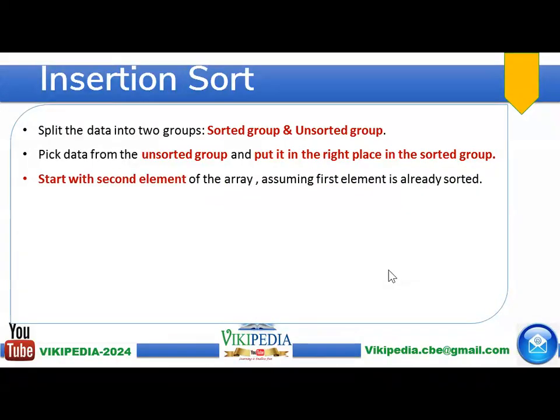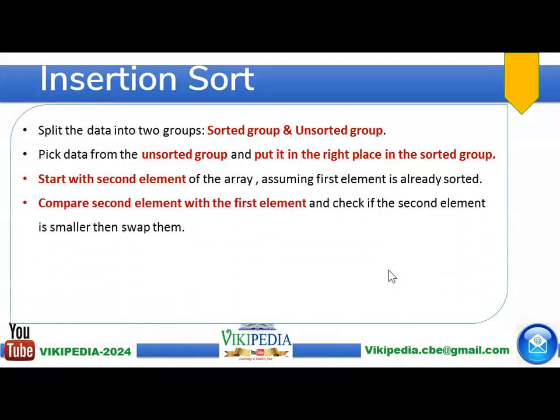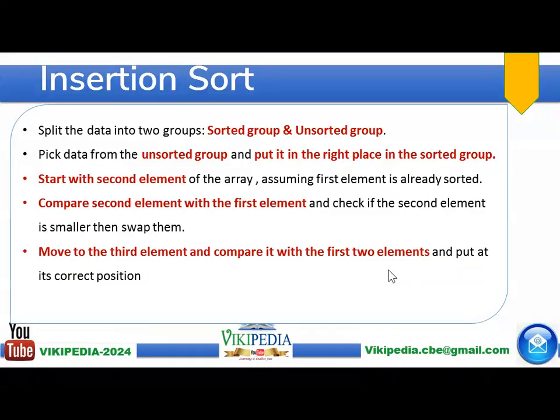Start with the second element of the array, assuming the first element is already sorted. This means the first element is in the sorted group and the second element is in the unsorted group. From the second element, you try to find where to put it in the sorted group. Compare the second element with the first element, and if the second element is smaller, swap both. After putting the first and second elements into the sorted group, move to the third element and compare it with the first two elements.